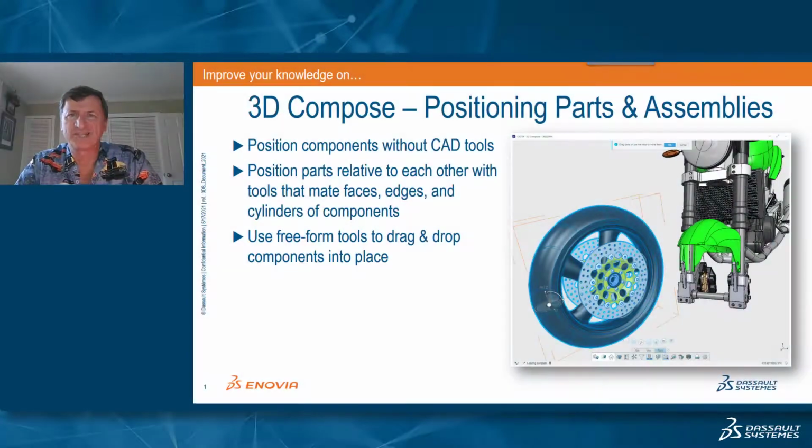Hello everybody, I'd like to spend a little time today talking about 3DCompose, which is the visual part of the 3D product architect. One of the great values of this tool is the ability to position parts relative to each other without using a CAD tool, and you can also do freeform positioning. I'd like to look at just how these can be done with the system.